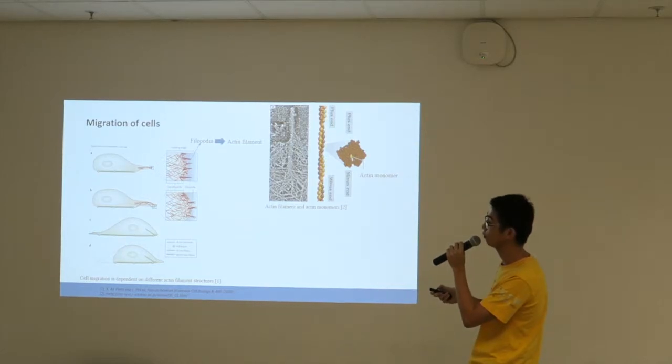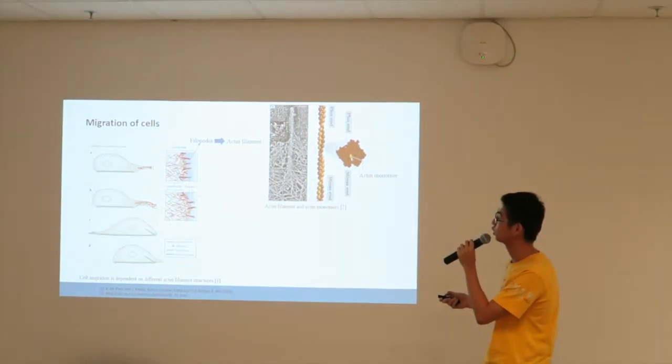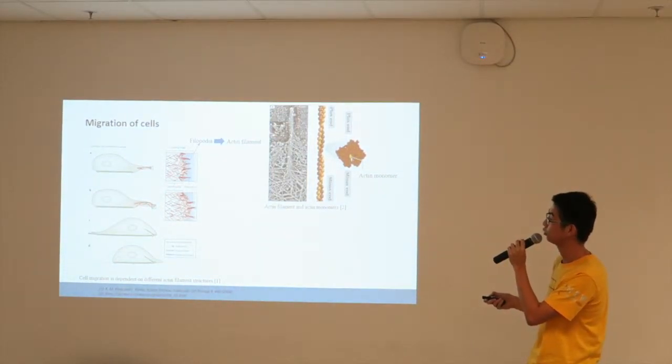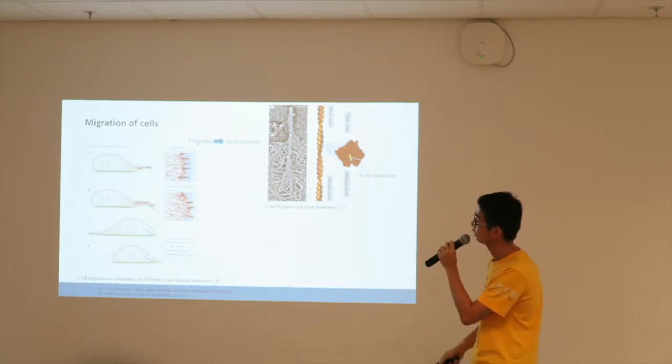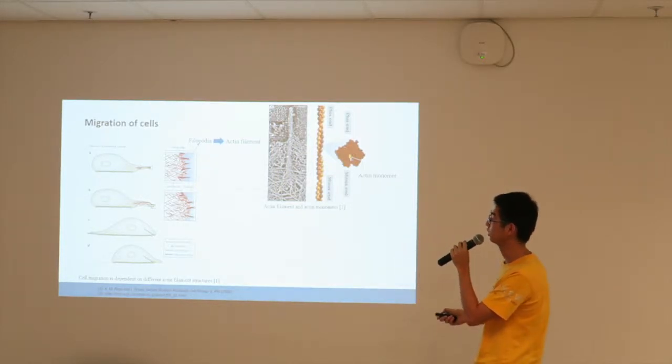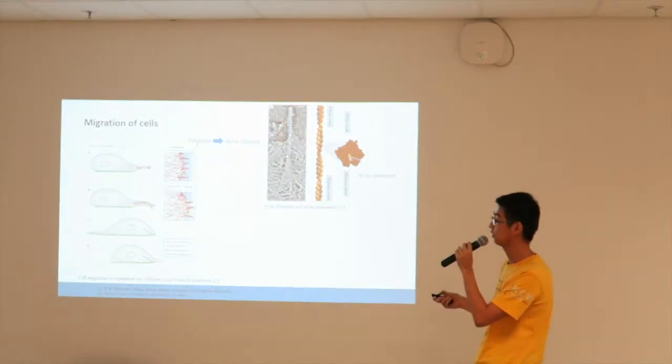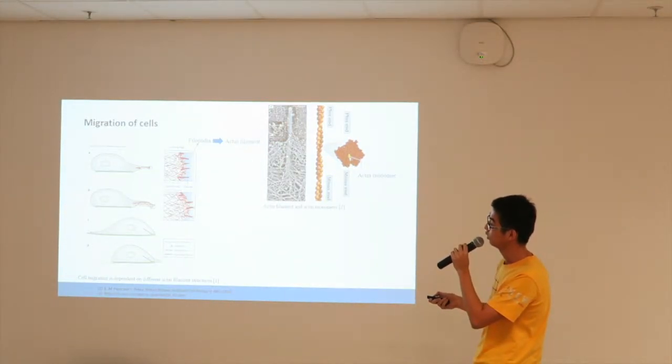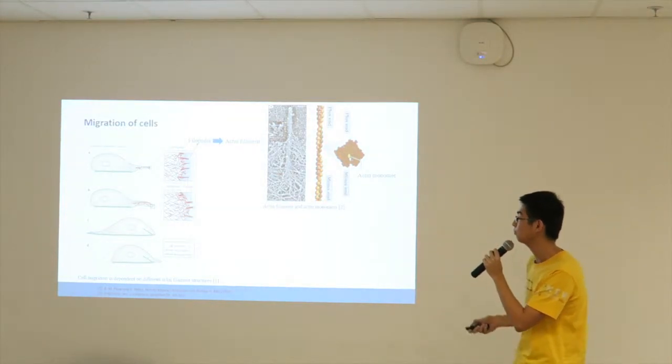So this is the first step, the protrusion part, and then we go to the second step. The adhesion will form at the tip of filopodia, the green dots here. These are the adhesion molecules, and so the third step is that this kind of molecule could attach to the substrate and give a force to drag the whole cell forward here.